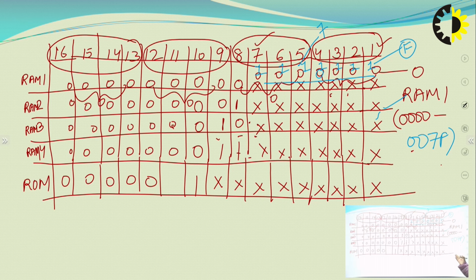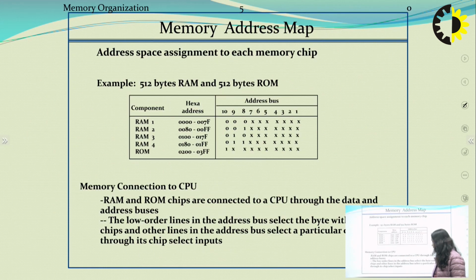Similarly, we can use the same process to find the range of addresses for RAM number 2. For RAM number 2, if we put all the values to be 0, one range will become 0, 1, 0, 0, then 4 zeros, and it will be like this. So the range will lie between this and this. Similarly, we can find the range for RAM 3, 4 and for the ROM chip.